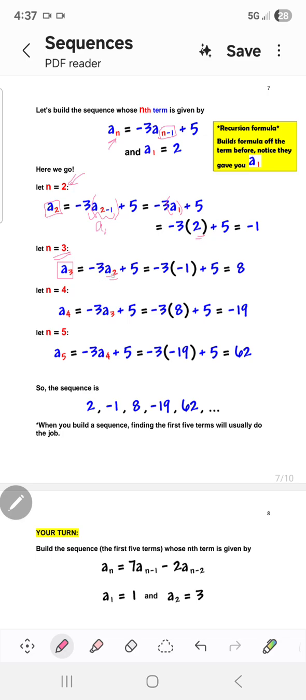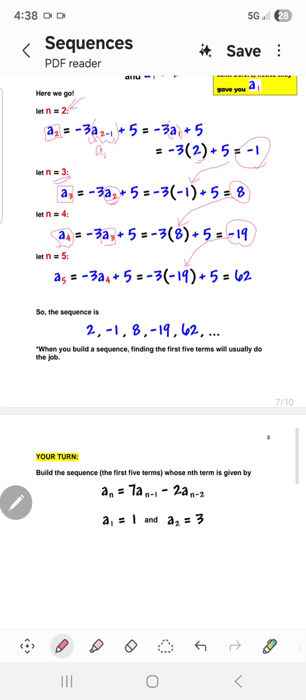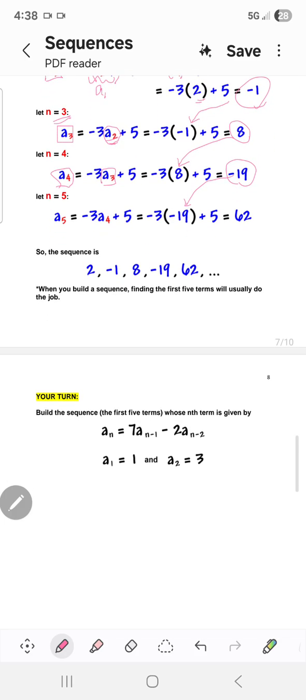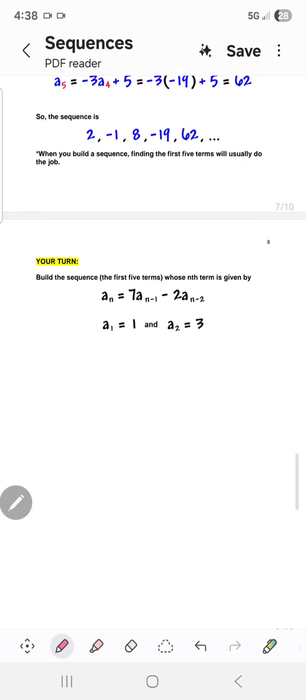So negative 3 a sub 2 plus 5. I know what the second term was, so I'm going to plug it in. And it's the same thing here. This is the fourth term. I'm going to use the term before. I know what that is. I plug it in. Same thing here. So these are called recursion formulas, and generally they want you to get the first 5 terms. But you use the term before, and that's why they have that n minus 1 in them.